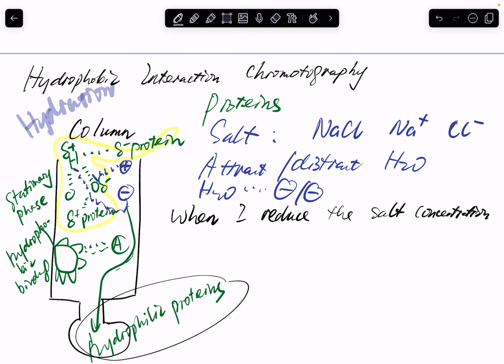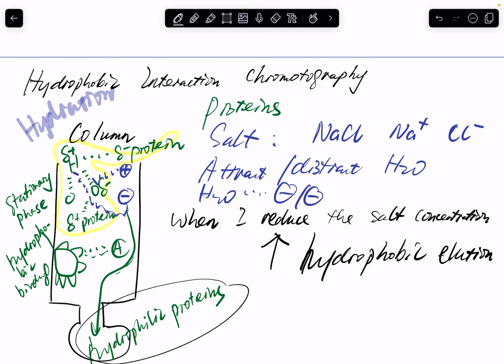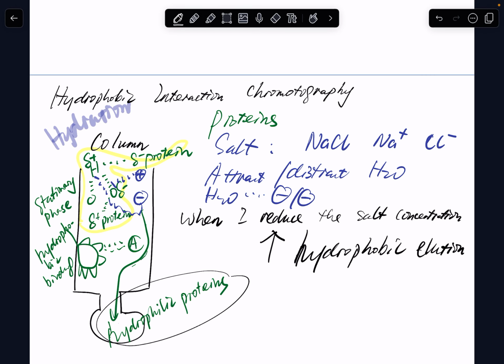So the effect of decreasing the salt concentration would really increase the hydrophobic elution. Okay, all right, more hydrophobic proteins will be mixed in the elution, will be eluted, okay? All right, so that's it, okay? It's not super straightforward, but it's doable, okay?